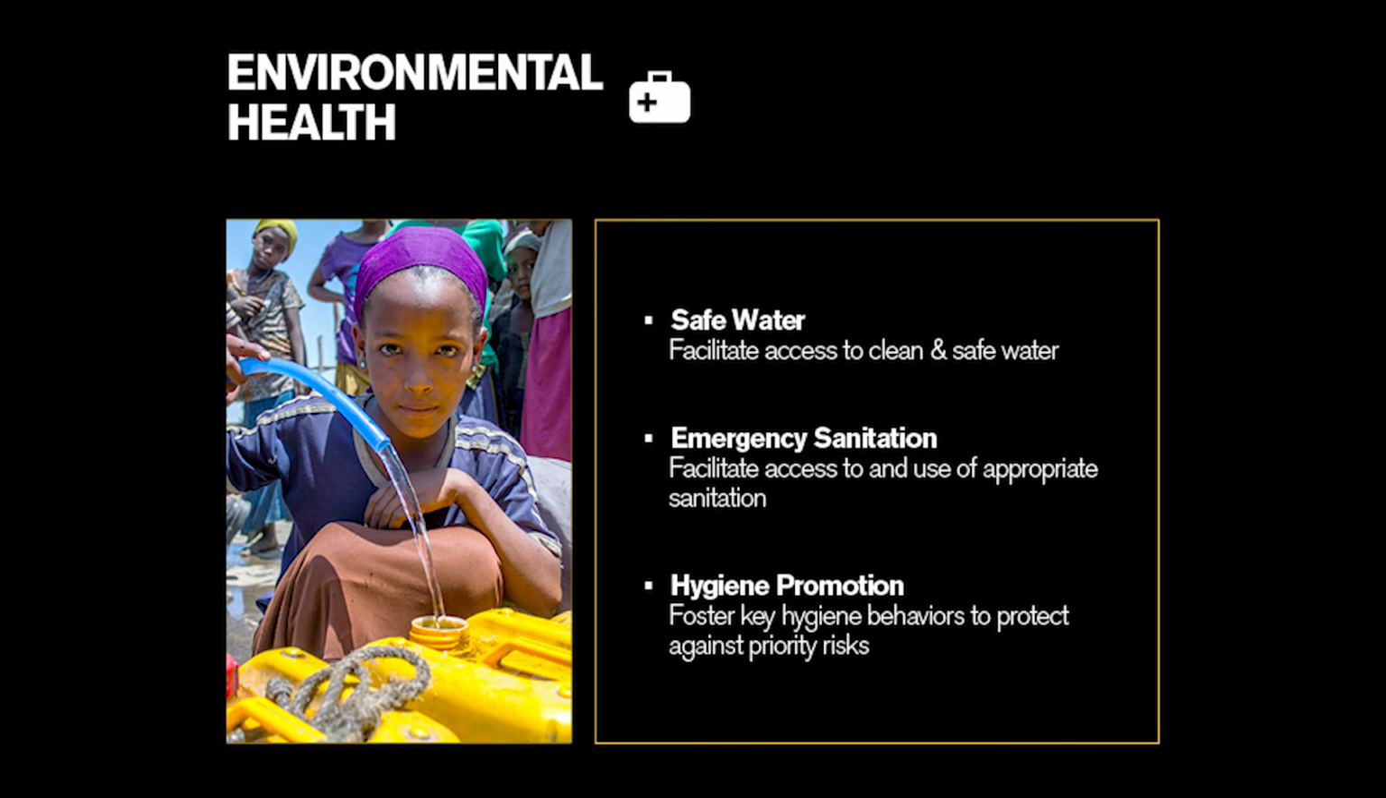A set of 3 environmental health projects also falls under the Health Unit. The Safe Water project is designed to facilitate access to clean, safe water during the acute phase of an emergency. Similarly, the Emergency Sanitation project facilitates access and use of appropriate sanitation solutions during an emergency.